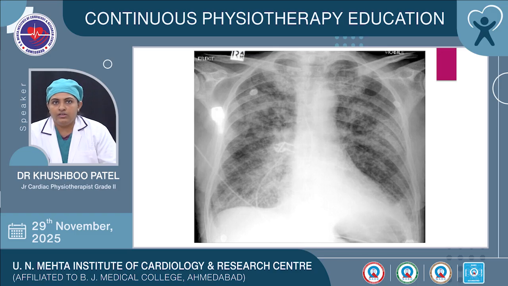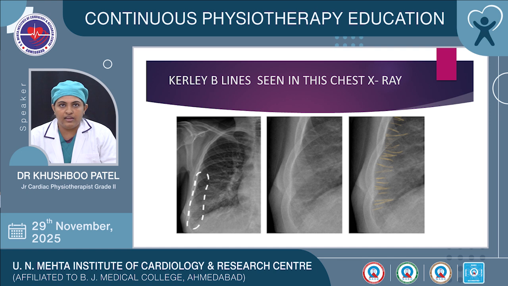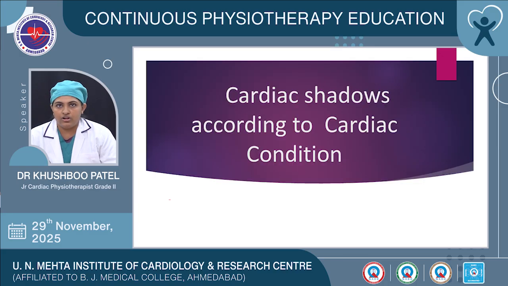This X-ray shows pulmonary edema. This is the X-ray with the Kerley line seen in the picture: a white dotted line, here the yellow line. This is the Kerley line. The Kerley line helps differentiate whether it is pulmonary edema or consolidation. Cardiac shadow varies according to cardiac condition.